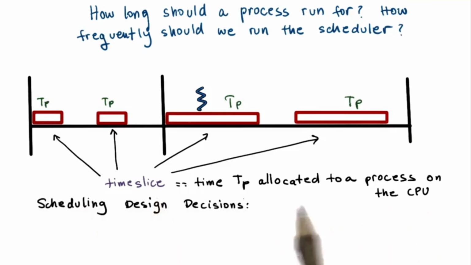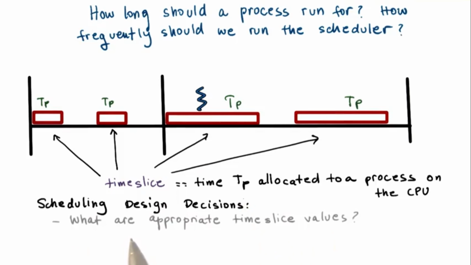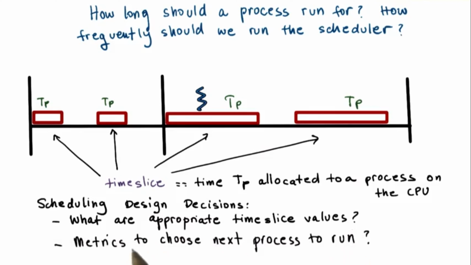As you can see, there are a lot of decisions and trade-offs that we must make when we're considering how to design a scheduler. Some of these include deciding what are appropriate time slice values, for instance, or deciding what would be good metrics that are useful when the scheduler is choosing what's the next process it should run. I will discuss these design issues in a later lesson, but for now you need to be aware that some decisions need to be made.